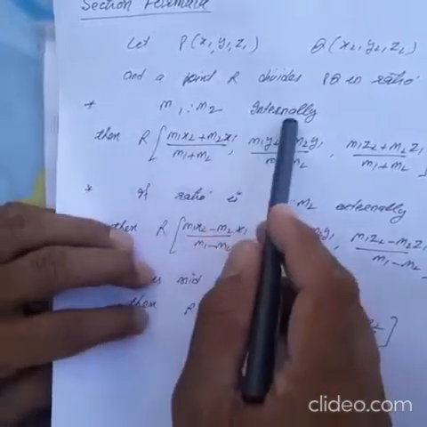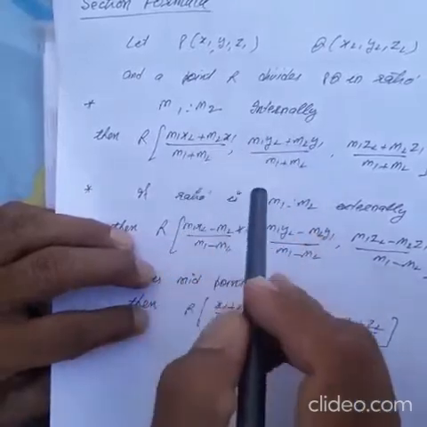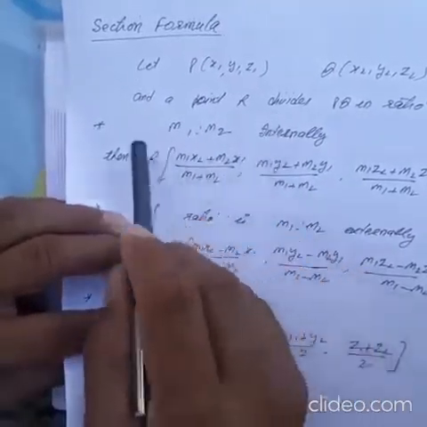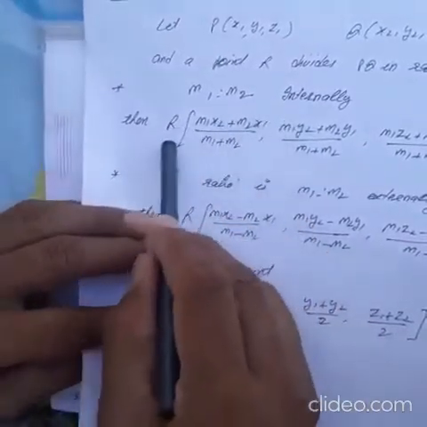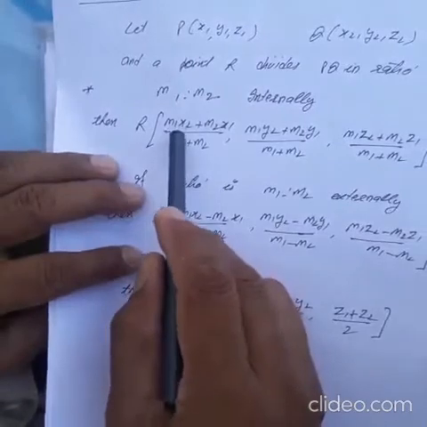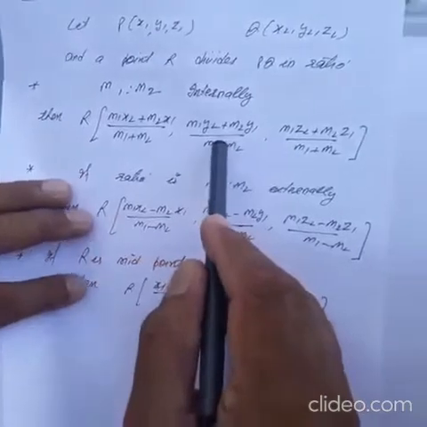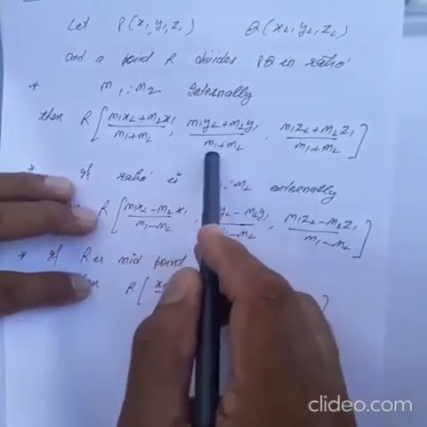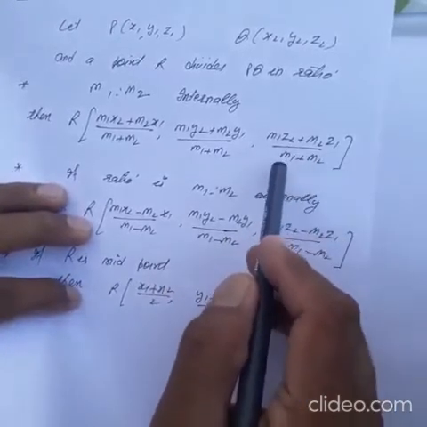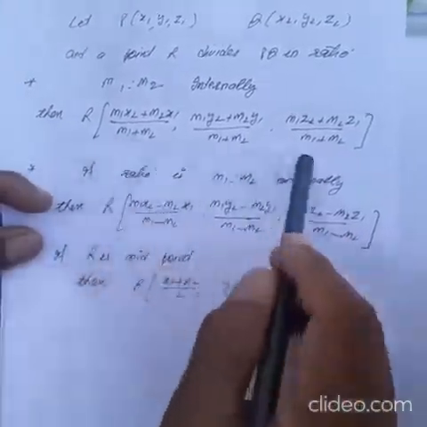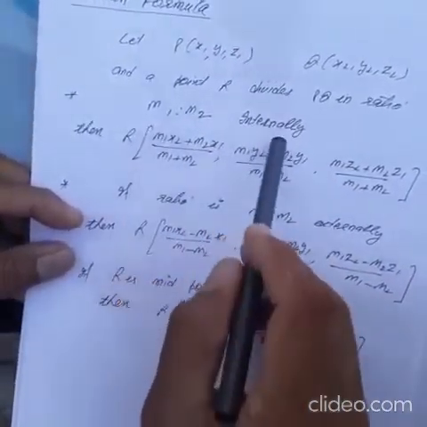We know that the ratio can be internal and external. The formula will be different for internal and different for external, we know that. So R divides PQ in the ratio m1 is to m2. Then the coordinates of R: the x coordinate will be (m1x2 plus m2x1) upon (m1 plus m2). The y coordinate is (m1y2 plus m2y1) upon (m1 plus m2). The z coordinate will be (m1z2 plus m2z1) upon (m1 plus m2). So these are the coordinates of point R when R divides internally in the ratio.